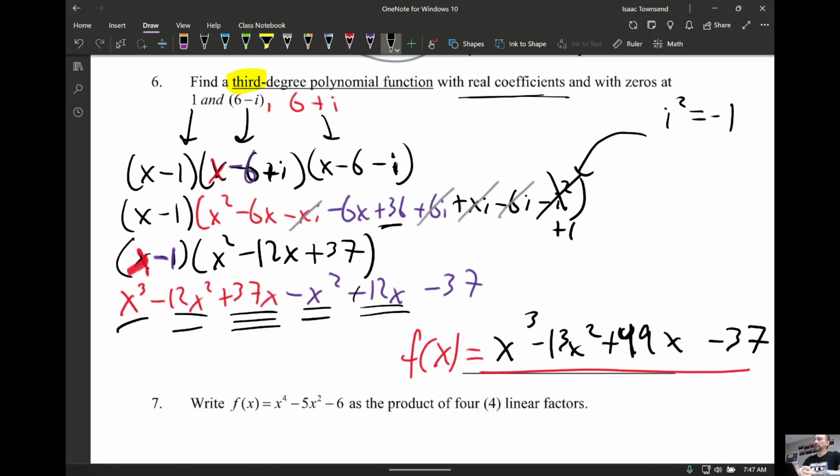So backwards, instead of starting with this and you finding those, we're giving you these. Change them into factors by doing x minus each one. Multiply them together, combine like terms, and then you get the answer.